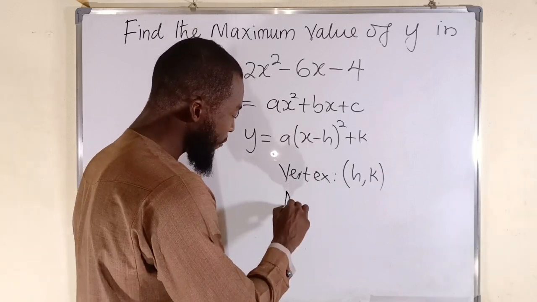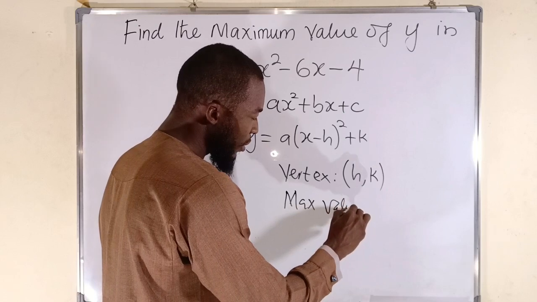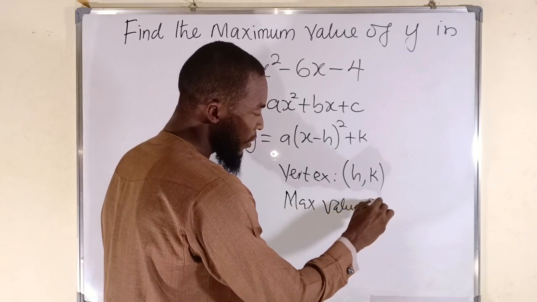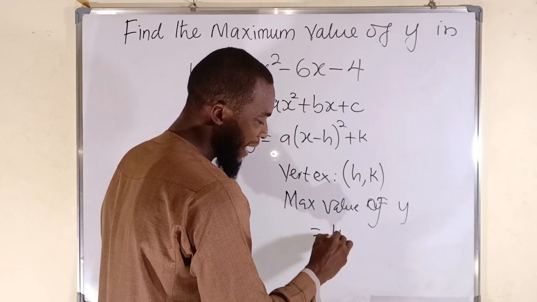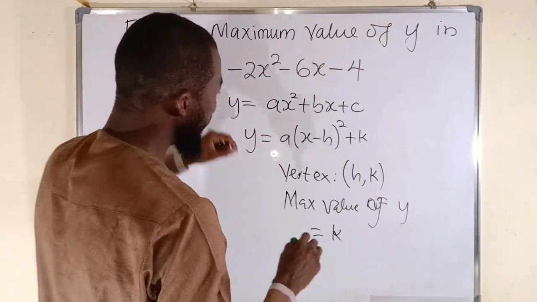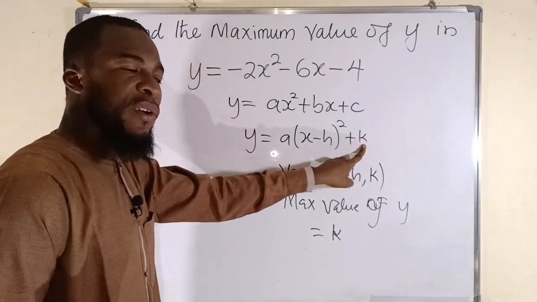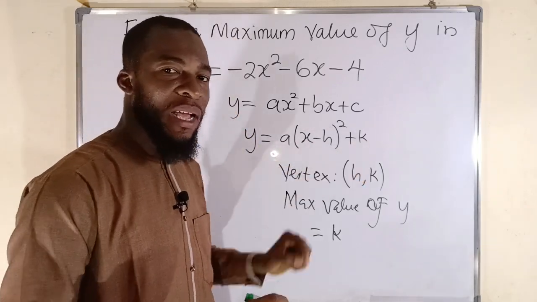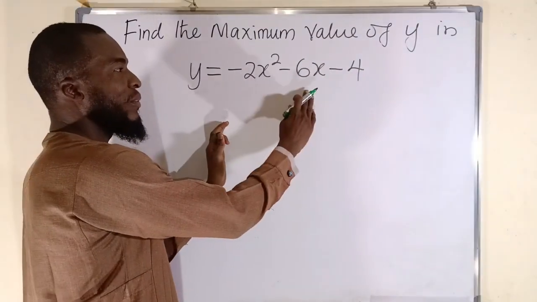Therefore, the maximum value of y will be what? K. So let us transform this equation into this form that we pick the value of k at that point, and that's said to be our maximum value of y. So this is what we have.